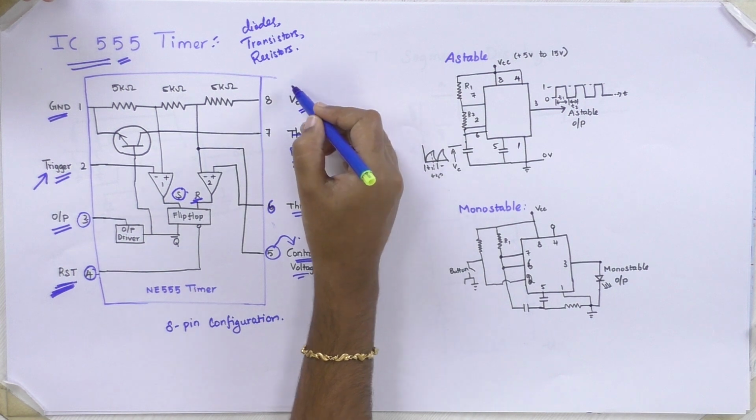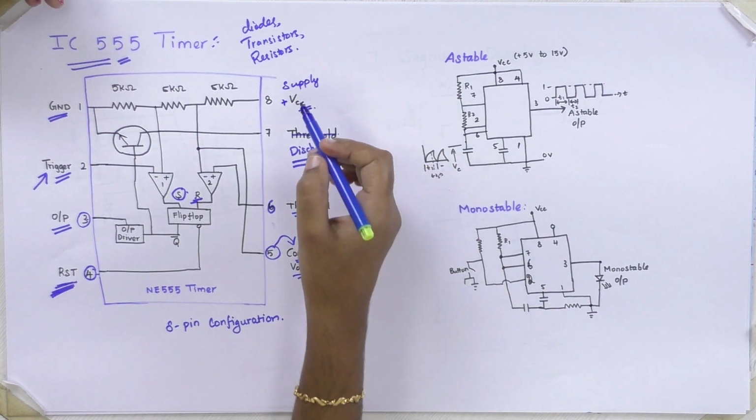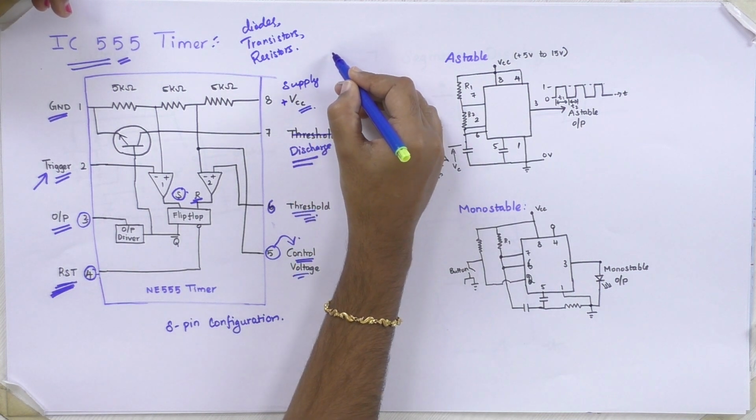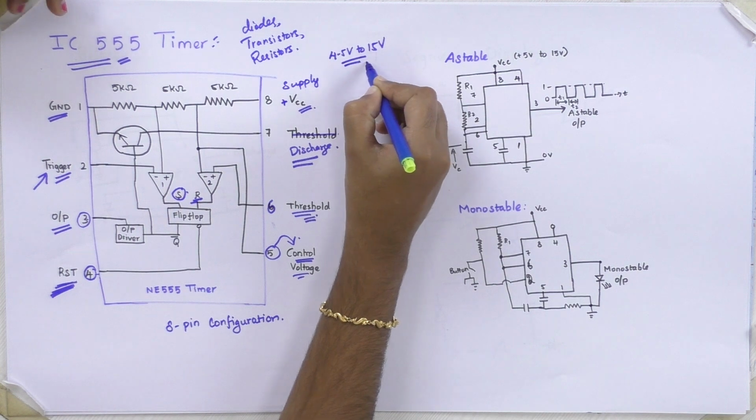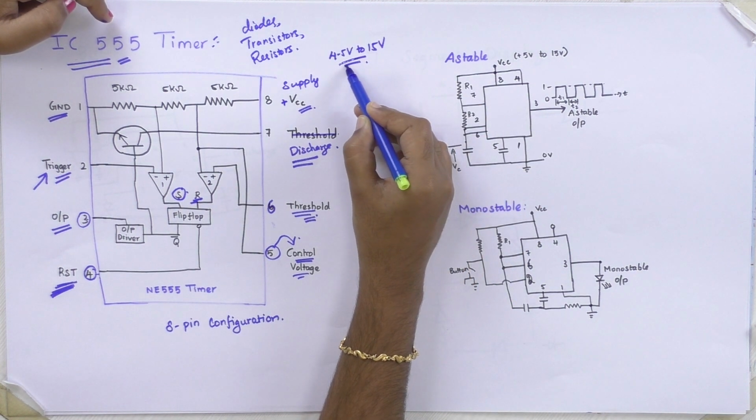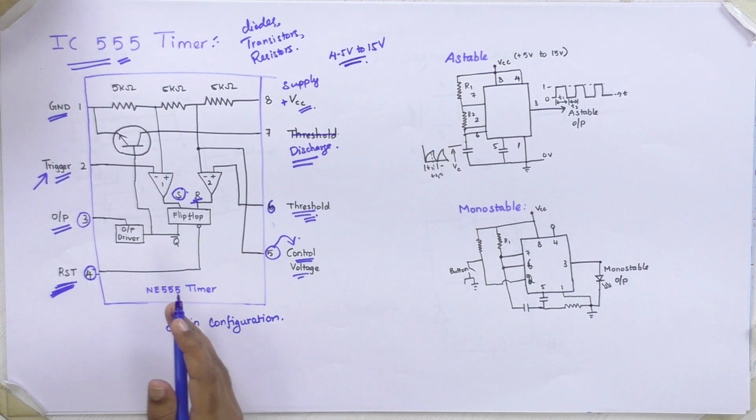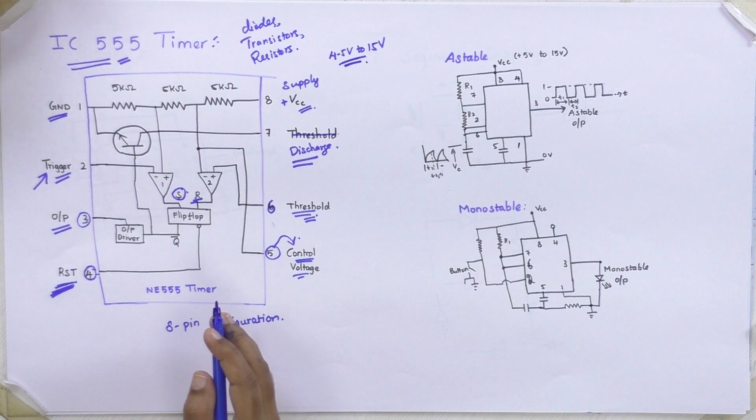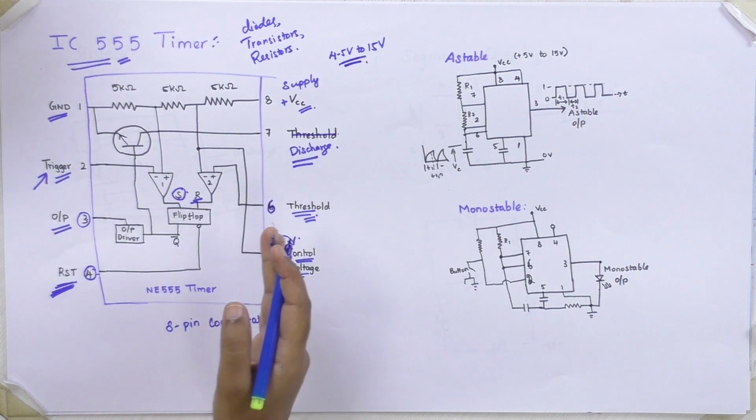Then the 8th pin is the supply pin, that is VCC. We will say plus VCC. You will give an input supply of 4.5 volt to 15 volt. Your IC555 timer will operate in the range of 4.5 to 15 volt. So these are the pin configurations. When you give a supply to a particular pin, your timer will work for different states.